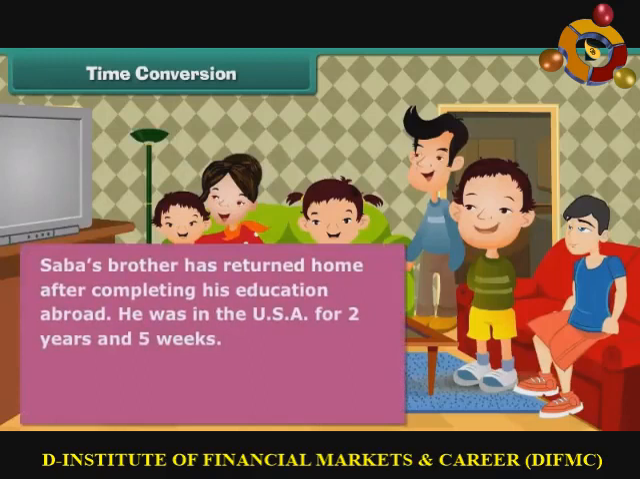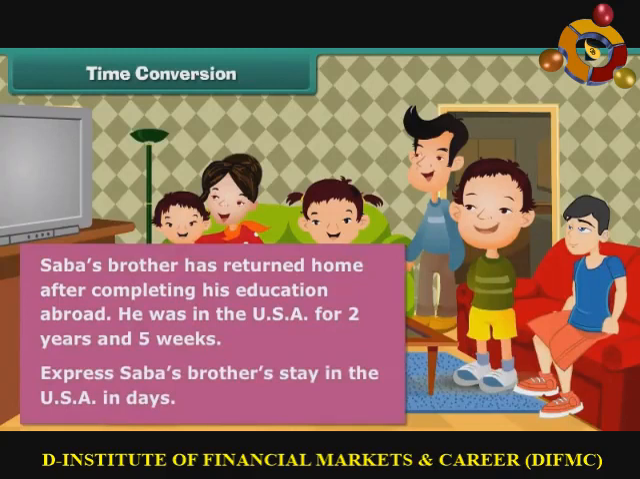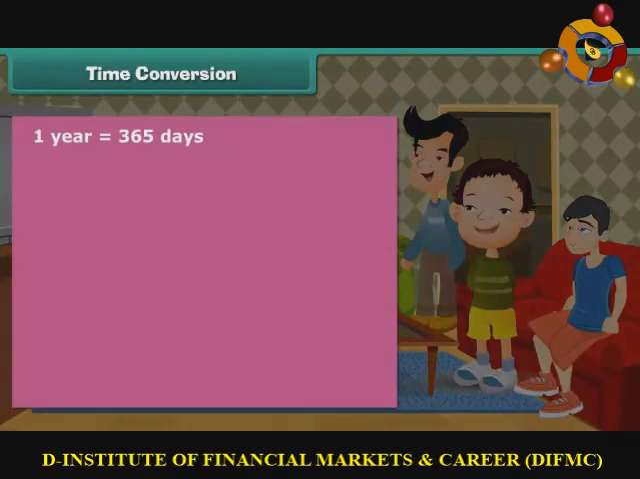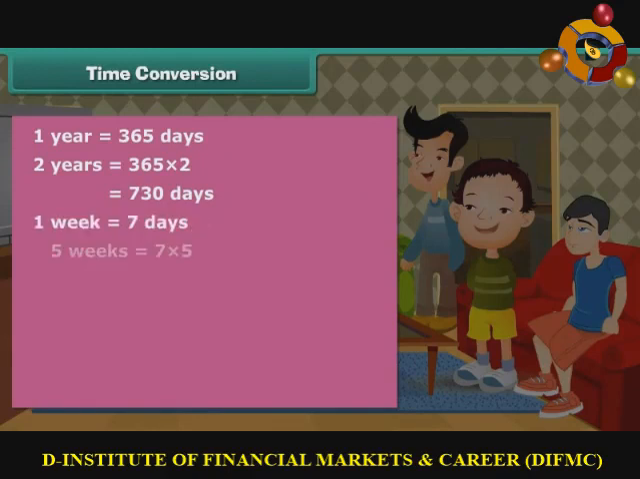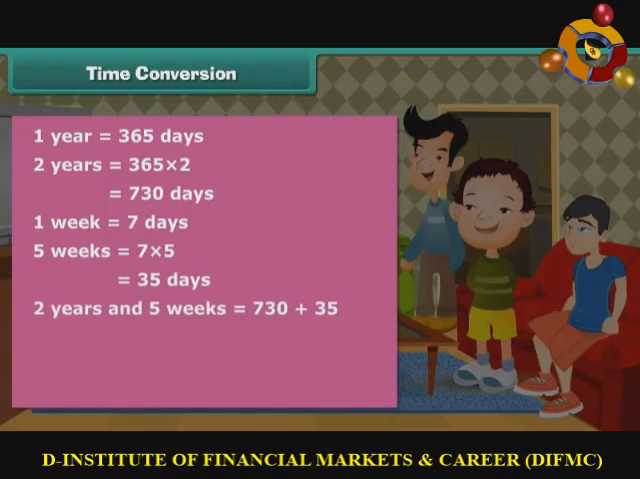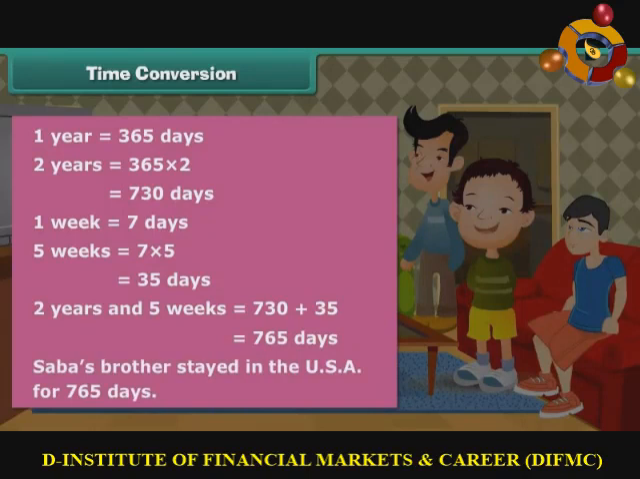Saba's brother has returned home after completing his education abroad. He was in USA for 2 years and 5 weeks. Express Saba's brother's stay in the USA in days. 1 year is equal to 365 days. 2 years is equal to 365 into 2 is equal to 730 days. 1 week is equal to 7 days. 5 weeks is equal to 7 into 5 is equal to 35 days. 2 years and 5 weeks is equal to 730 plus 35 is equal to 765 days. Saba's brother stayed in the USA for 765 days.